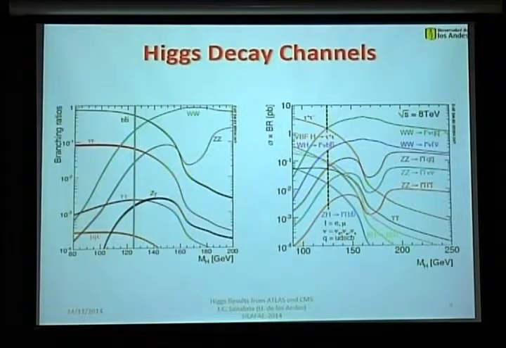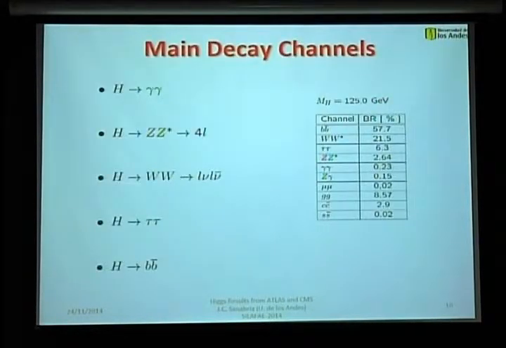For the decay channels, due to the Higgs coupling to other particles being proportional to their masses, the top is not here because it's heavier, but otherwise we have bottom, W, Z, tau, and these composite couplings that give smaller branching ratios. That takes us to the main five decay channels: Higgs to gamma gamma, Higgs to ZZ star to four leptons, Higgs to WW star to leptons and neutrinos, Higgs to taus, and Higgs to b b-bar.